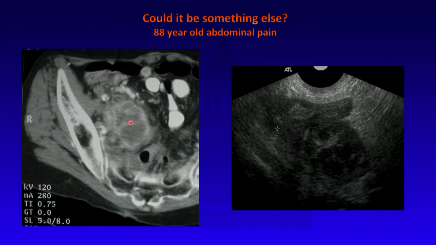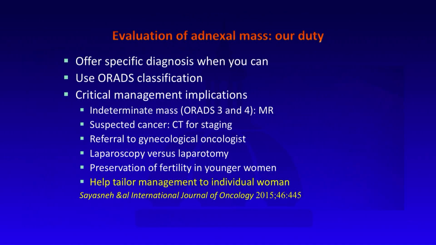And to conclude, this looks for all the world like an adnexal mass in this 88-year-old woman with abdominal pain. So she had a CT with its ovarian cancer. The ultrasound really didn't help. And it turned out, lucky for her, that it was ruptured appendicitis with an abscess.